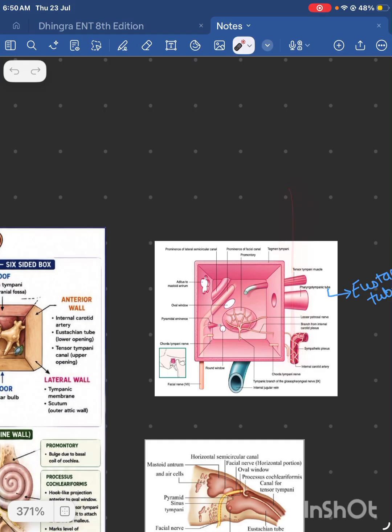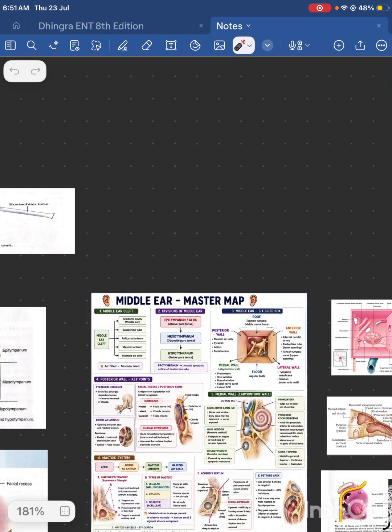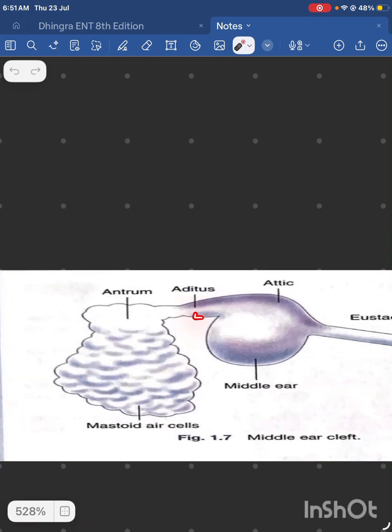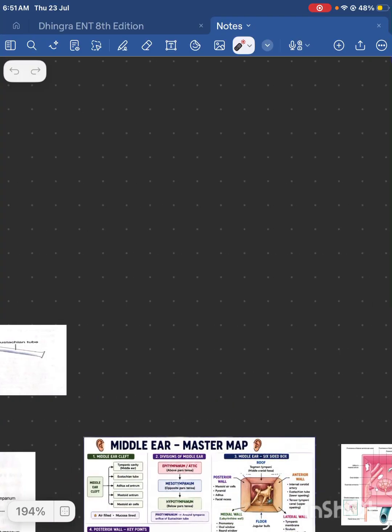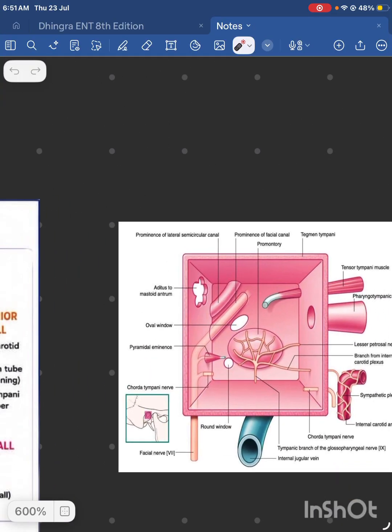The anterior wall is done. Now let's go to the posterior wall. In the posterior wall you are finding a pyramidal eminence. You are also finding the aditus to the mastoid antrum. I told you again, what is the aditus to the mastoid antrum? This is the aditus that is connecting the attic to the antrum. So you're finding this also here. Then you're finding one more thing.